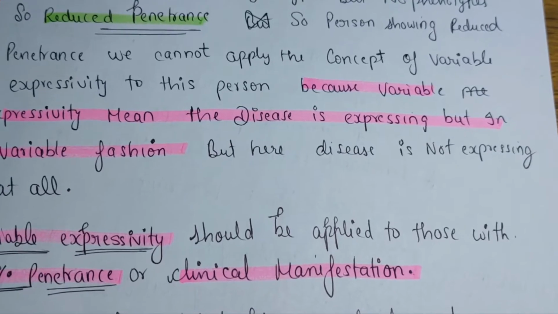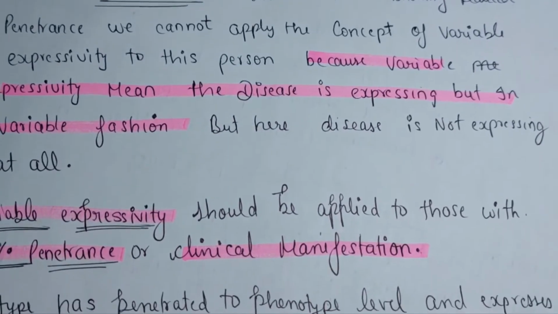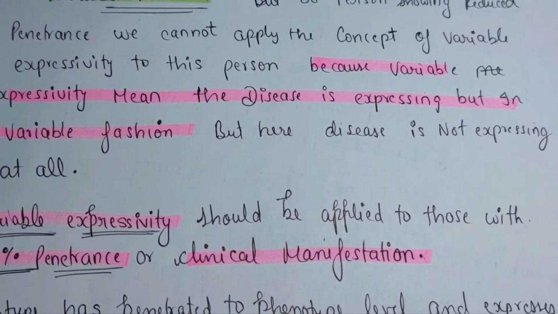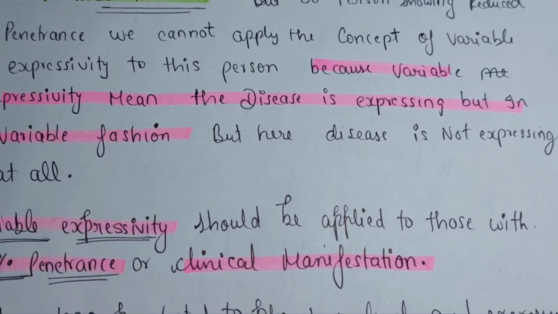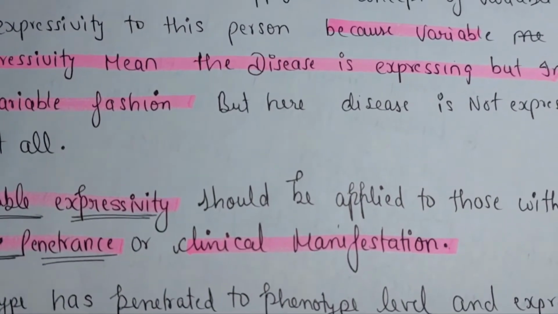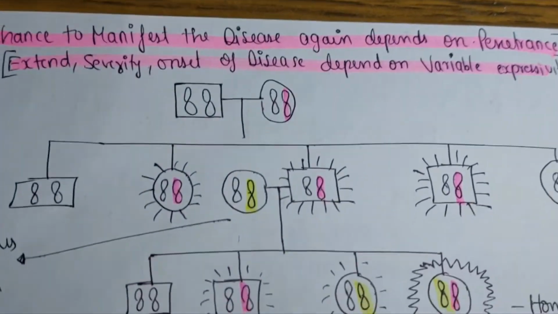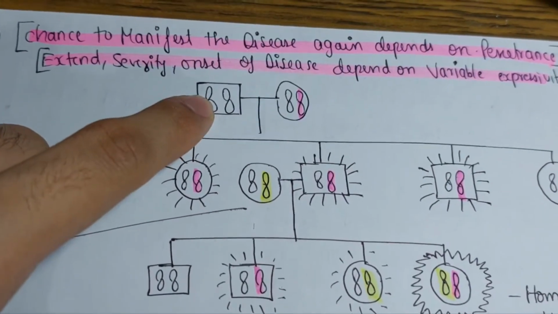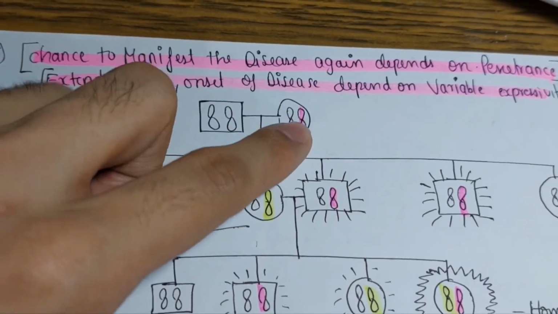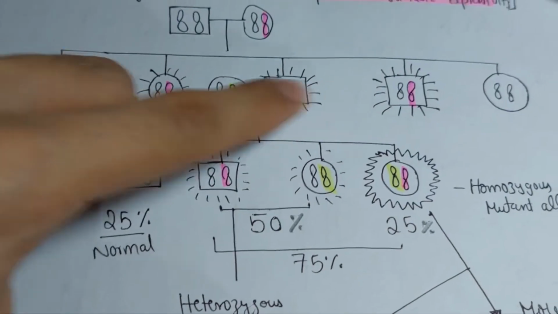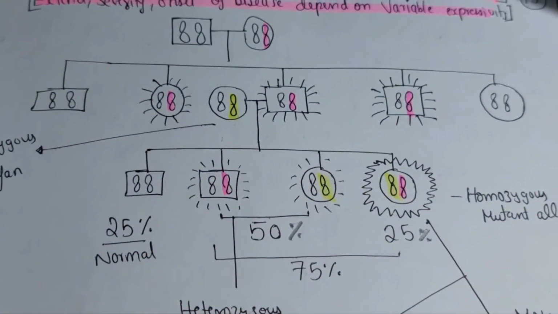Variable expressivity should be applied only to those individuals who are affected with the disease and have clinical manifestation, and this means that in them the penetrance is 100%. So till now we considered the pedigree of a homozygous normal allele parent and a heterozygous parent. Now what if we consider the cross between two heterozygous parents? What is their progeny going to look like?